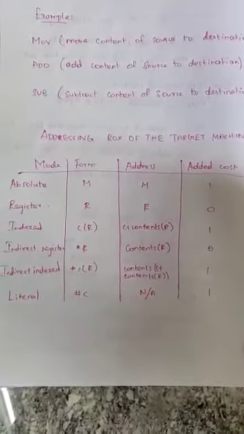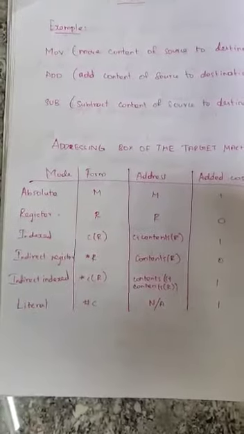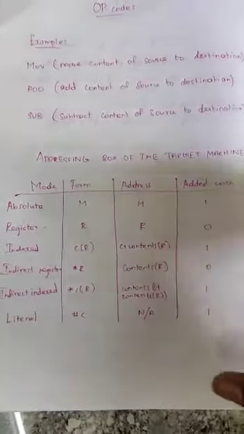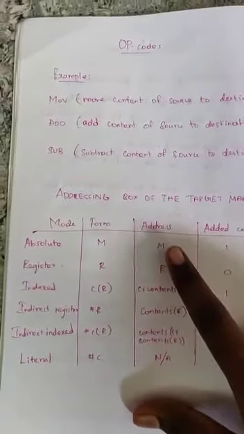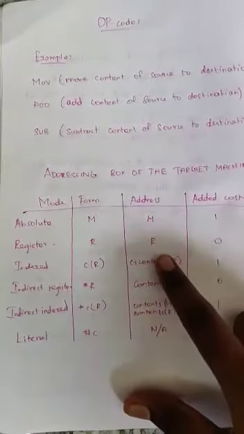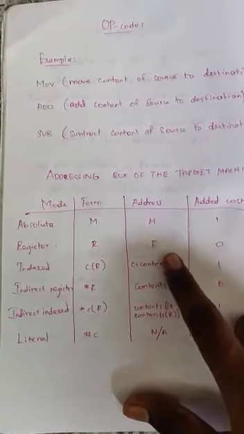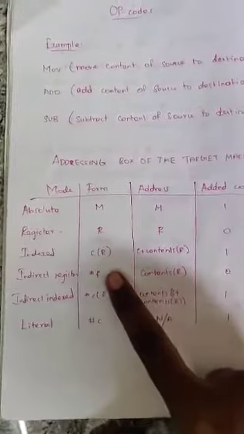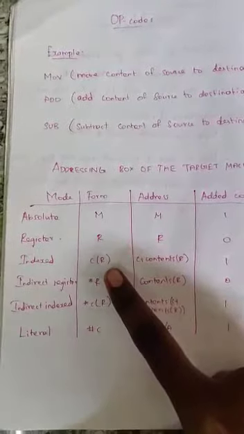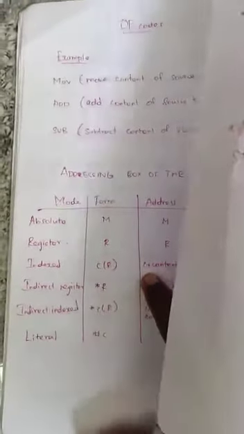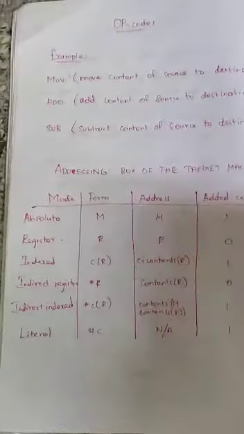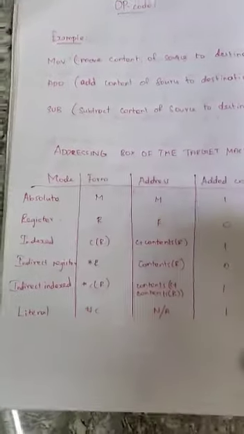The addressing modes of the target machine are absolute, register, indexed, indirect register, indirect indexed, and literal. Here M means the memory location, which has an added cost of 1. Register has no added cost, that is 0. Here c(R) means the contents of R; the register cost will be 0, so the contents of c(R) will be 0. Here c will be the constants, meaning numbers such as 1, 2 or something else.